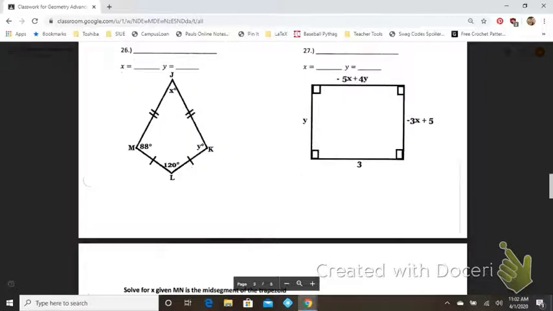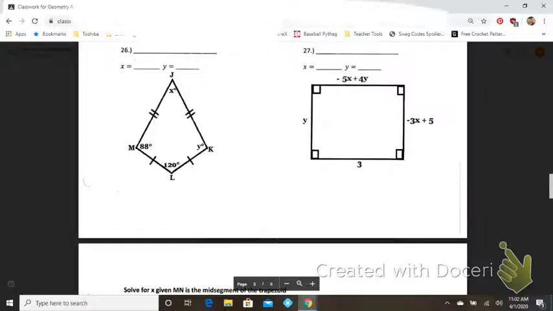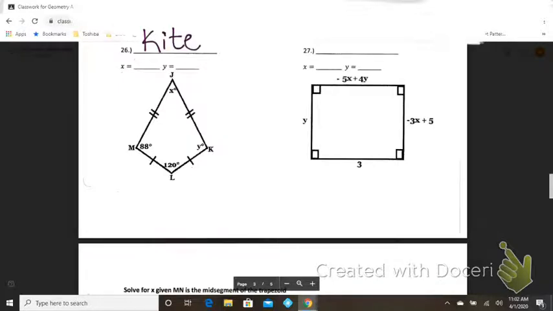All right, on 26, we've got a figure that we haven't necessarily worked with quite as much, or at least not quite as long. This is not a parallelogram because opposite sides are not congruent to each other. However, since you have two pairs of adjacent sides congruent to each other, it is a kite. All right, so we need to work on finding x and y. In my opinion, y is easier in this case. Anytime you have a kite, one of its properties is that you have one pair of opposite angles congruent.